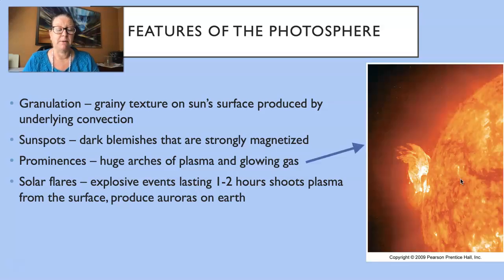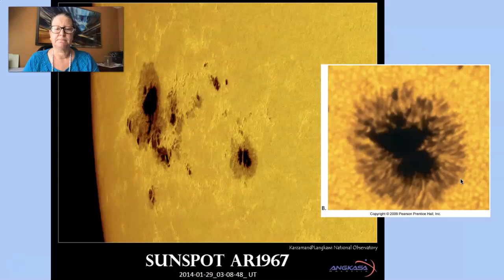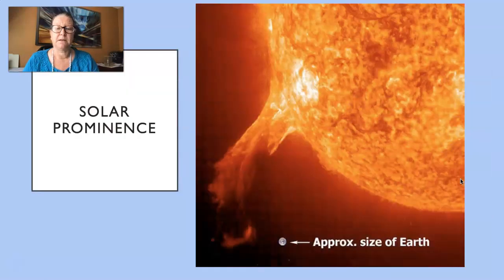Here's a picture of a prominence. Here are some sunspots. Here's a close-up of some sunspots. Sunspots are actually several thousand degrees cooler than the surrounding Sun. They're highly magnetized and they always occur in pairs. Here's another solar prominence, and here's the Earth for scale. We're about the size of one of these granules.